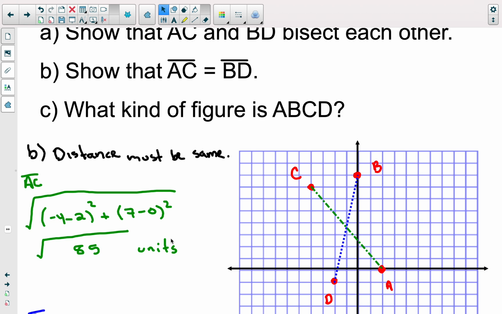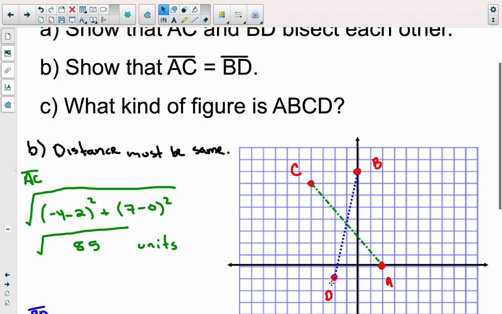What kind of figure is ABCD, right? So we can connect the sides of this polygon right here, and it's going to look like a parallelogram. But in fact, it'll actually look more like a rectangle, right? So one of the things we probably forget from geometry is, a rectangle is a parallelogram, first of all.